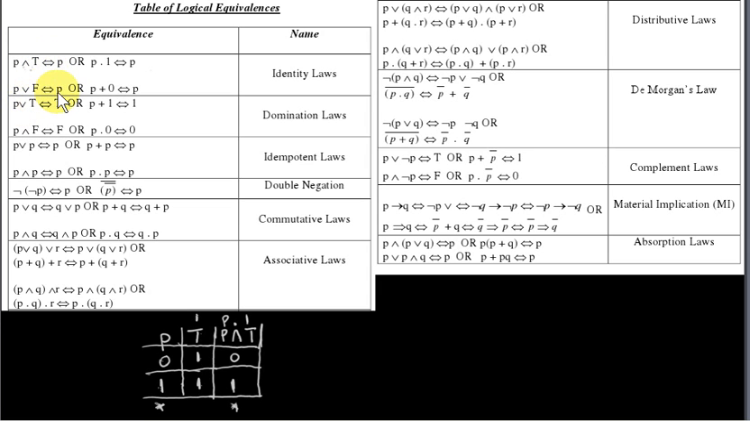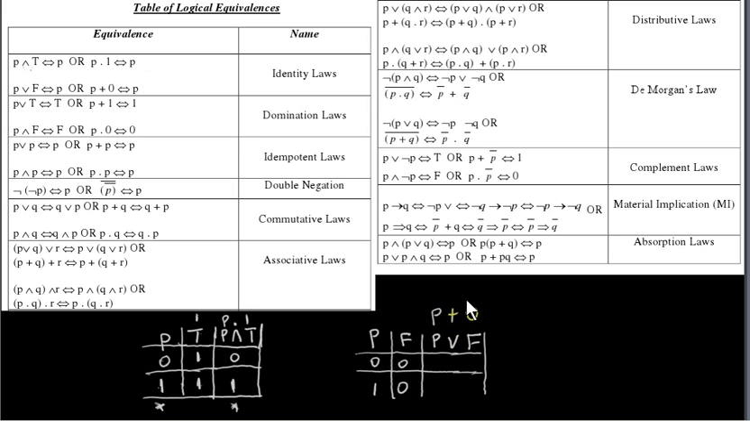Now let's look at the second identity law. Here are the two values for proposition P, and F means false or 0, so it has value 0. So we want to look at these two combinations. So let's look at P or F, which we can write as P plus F, and we can write 0 for F if we like.